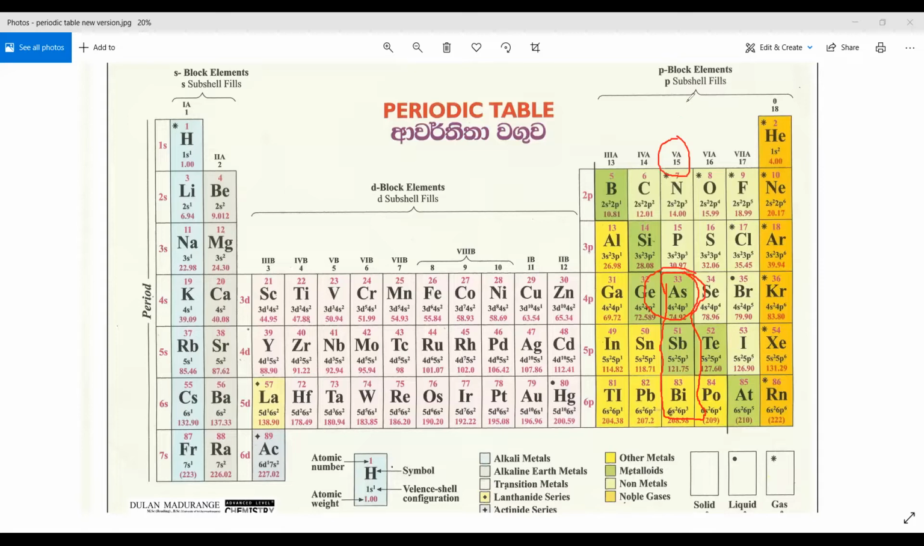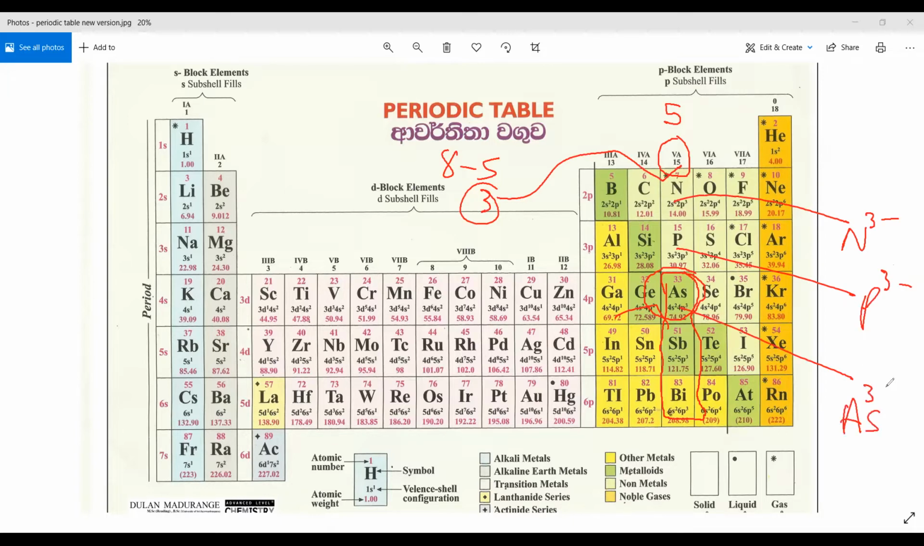Okay, so then arsenic, what is its group? Group number is 5. I told you how to get the valency for group 5: the valency is 8 minus 5, so 8 minus 5 is 3. Then you know the valency here is 3. So for nitrogen we write N3-, for phosphorus we write P3- because they are non-metals. But for arsenic you can't write 3 minus, that is As3+. Did you get it? Arsenic, As3+.